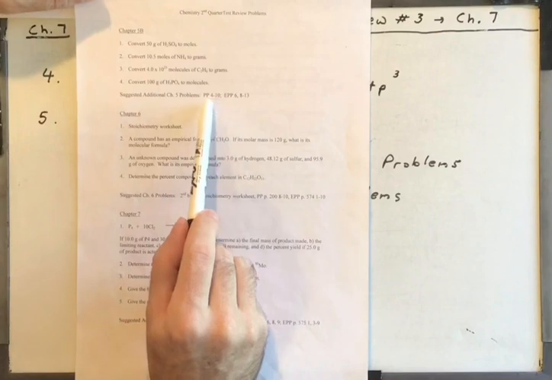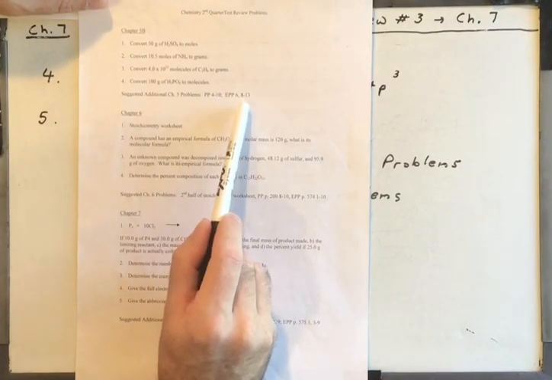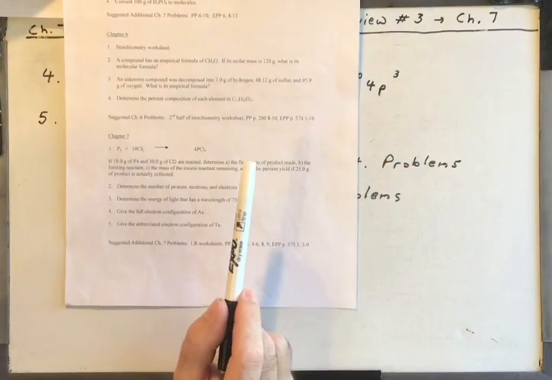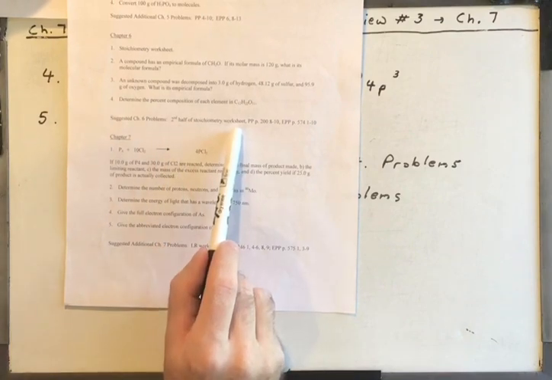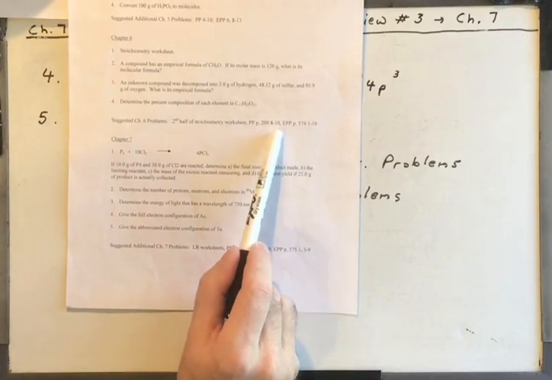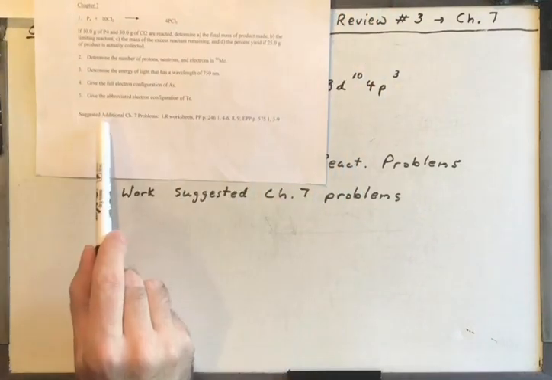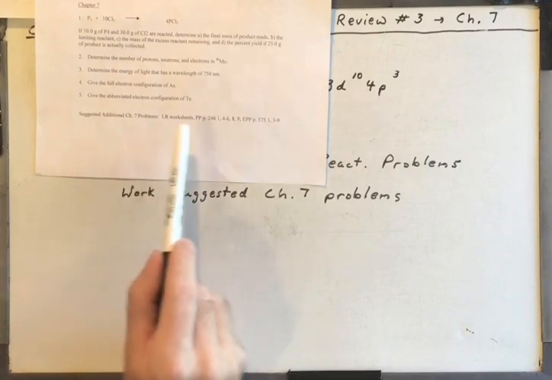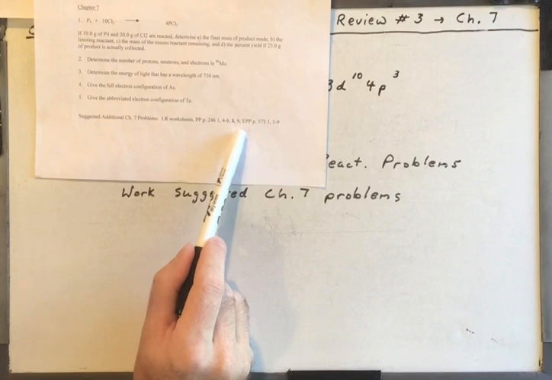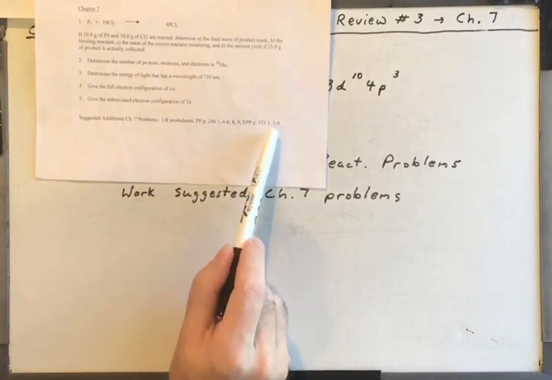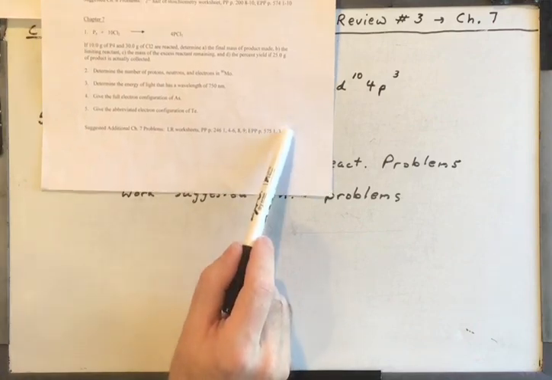In chapter 5, our suggested additional problems were practice problems 4 through 10 and extra practice problems 6 and 8 through 13. For chapter 6, the suggested problems were the second half of the stoichiometry worksheet, practice problem 8 through 10, extra practice problems 1 through 10. And in chapter 7, the suggested additional problems are the limiting reactant worksheets, practice problems 1, 4 through 6, 8, and 9, and extra practice problems 1 and 3 through 9. Don't work them. If I don't list it, you shouldn't work them. You don't waste your time on it.